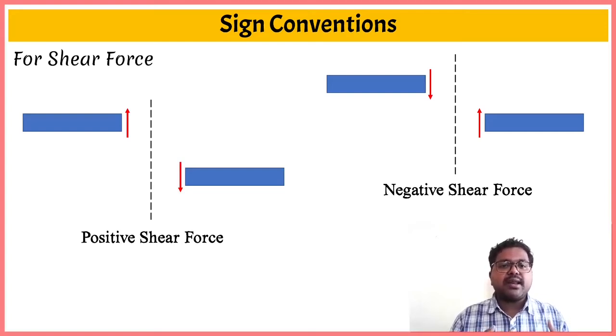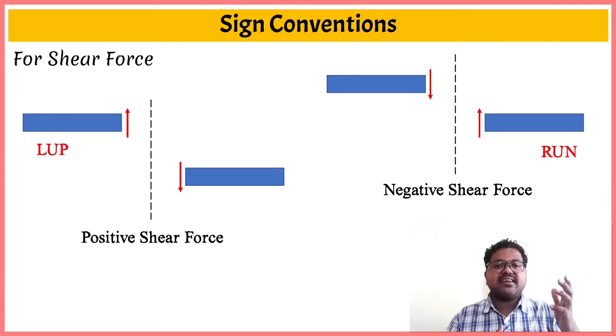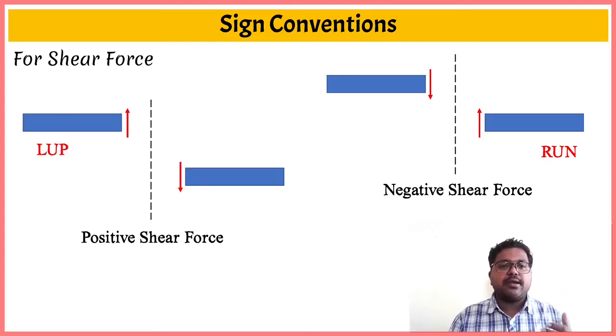So to remember it conveniently, we will take it as RUN, right upward negative. So when we are considering shear force from right hand side, right hand side upward shear force acting is taken as negative. And in the same way, if we are taking from left hand side, we will take LUP, left side upward force, as positive.